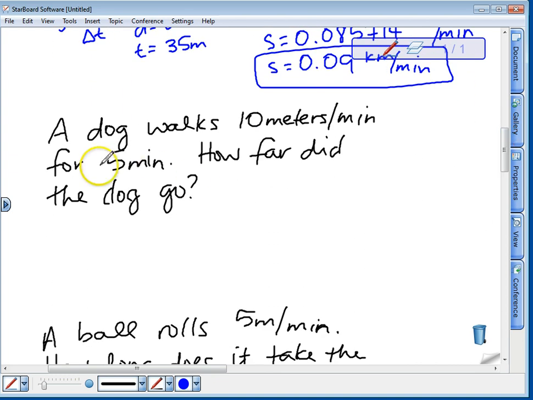Let's look at this one. A dog walks for 10 meters per minute for 5 minutes. How far did he go? So here I know I'm going to be looking for distance, right? Let's look at my formula. Speed equals distance over change in time.